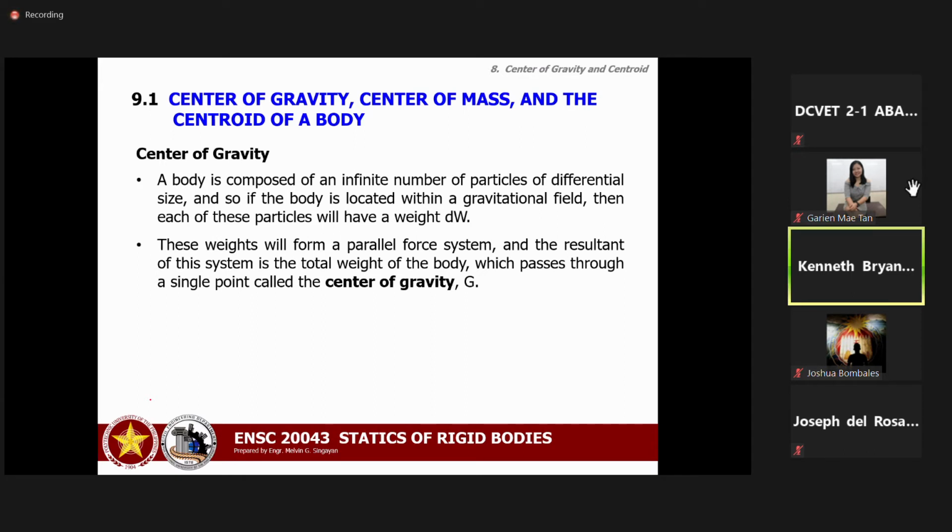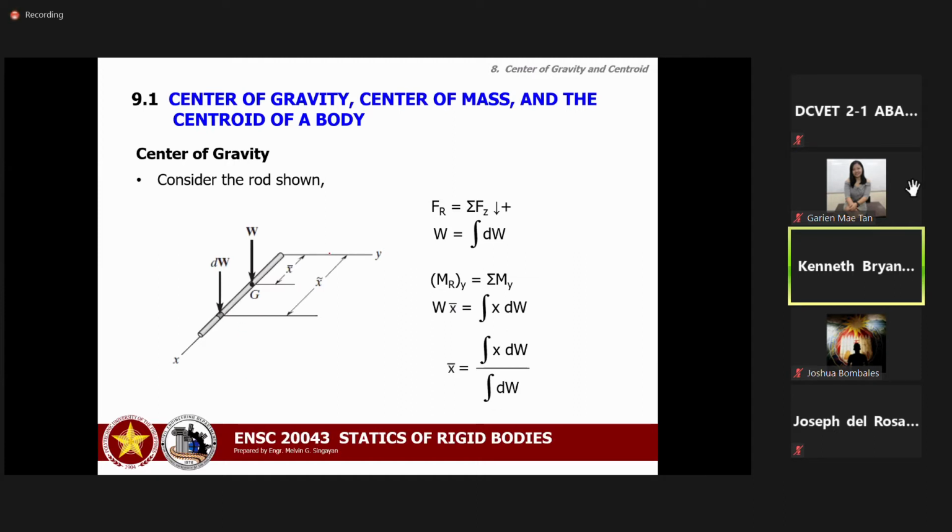First, a body's center of gravity is that of an infinite number of particles of differential size. If the body is located within a gravitational field, then each of these particles will have a weight dW. These weights form a parallel force system, and the resultant is the total weight of the body, which passes through a single point called the center of gravity, or G.